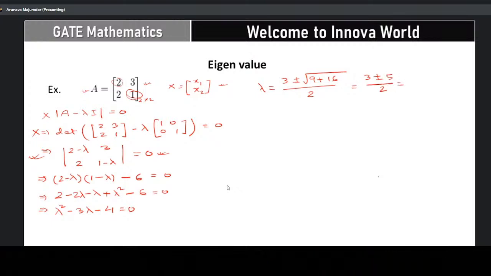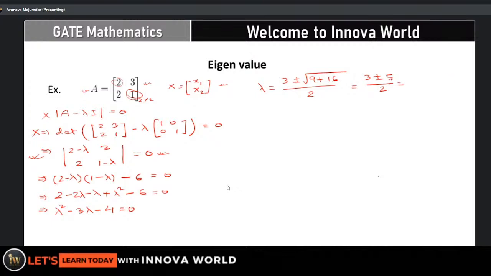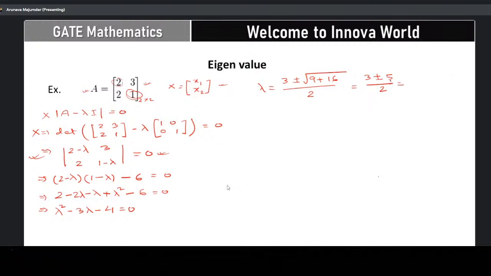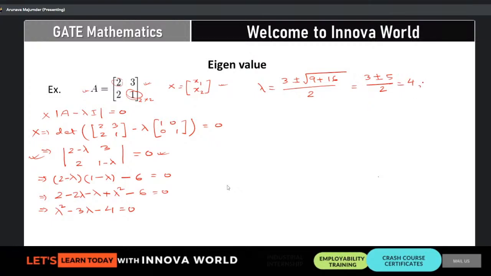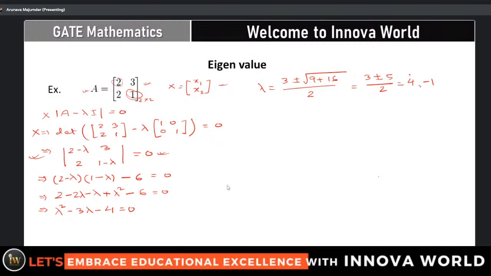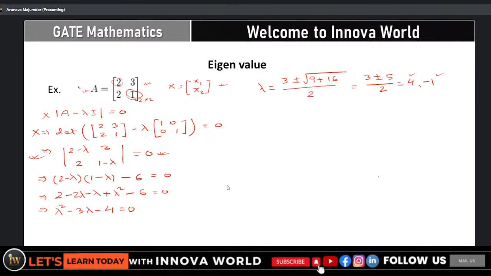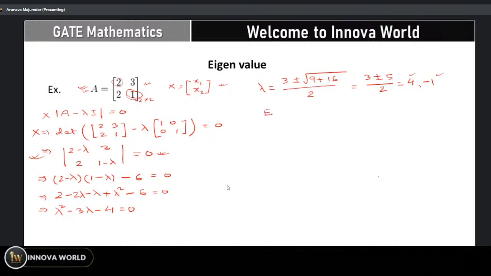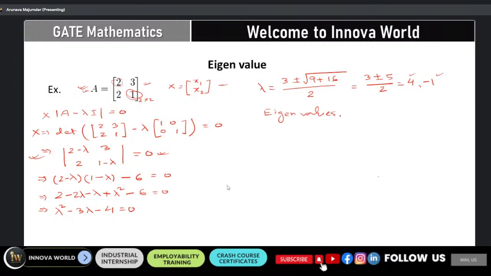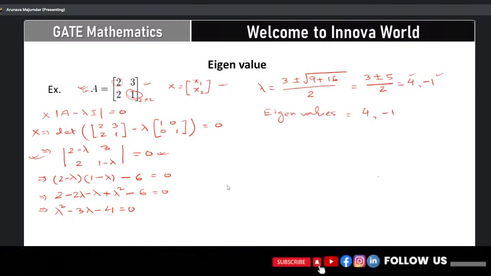Okay, so now we have two values. One is 3 plus 5 divided by 2. 3 plus 5 is 8, divided by 2 means 4. And another one is 3 minus 5 divided by 2, which means minus 1. So 4 and minus 1, these two are the eigenvalues for the matrix A. So what are the eigenvalues? 4 and minus 1 are the two eigenvalues for this particular matrix.